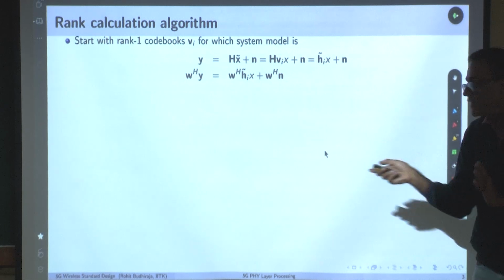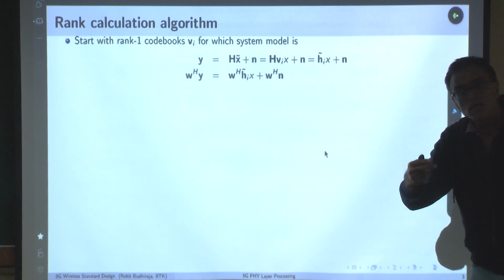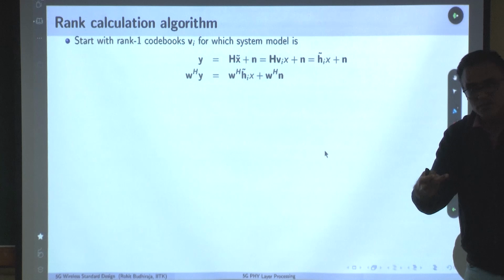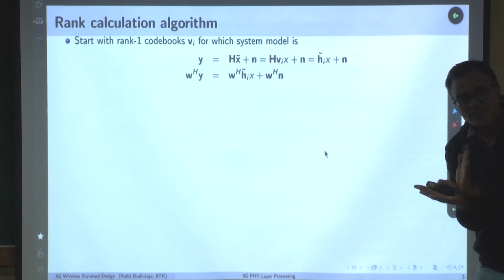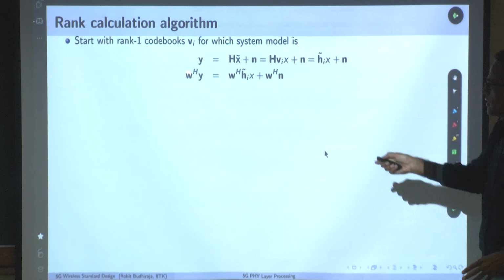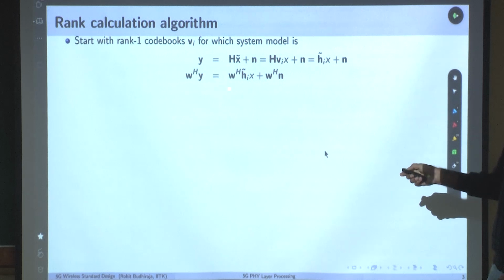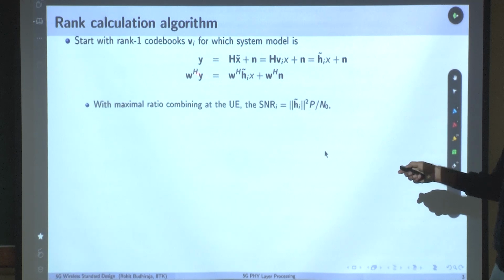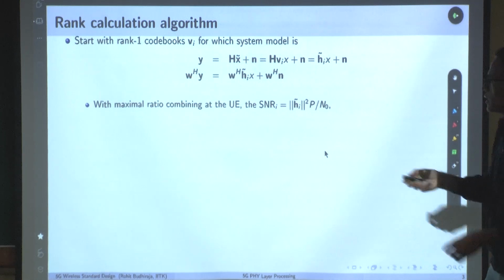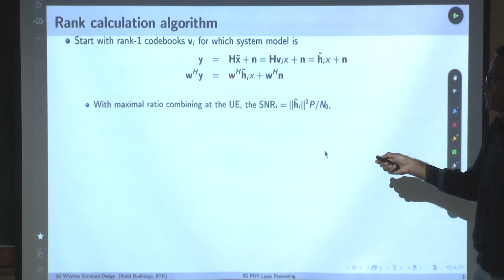We understand why this W is coming now, because the user has 2 antennas. So it can design some receiver for that, even though the number of layers is only 1. It combines these 2 signals, and this is the combiner. So this is what is happening. So what will happen? If W is, the user knows this.